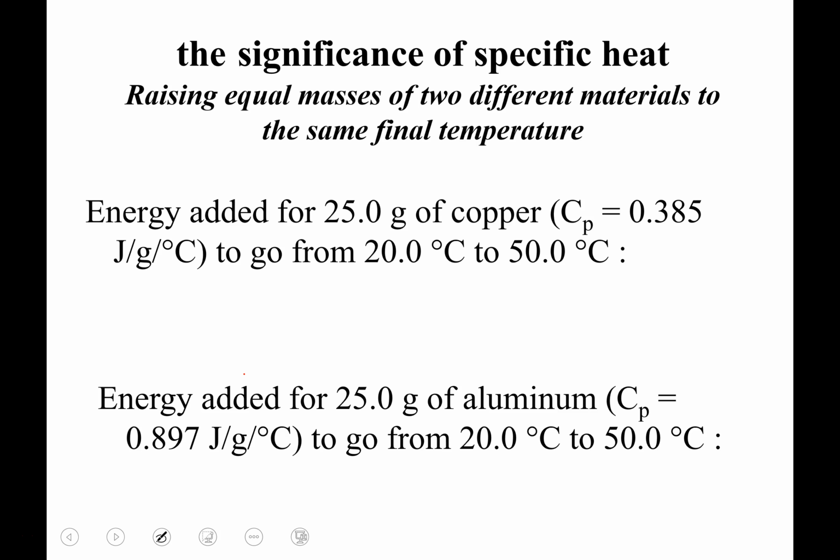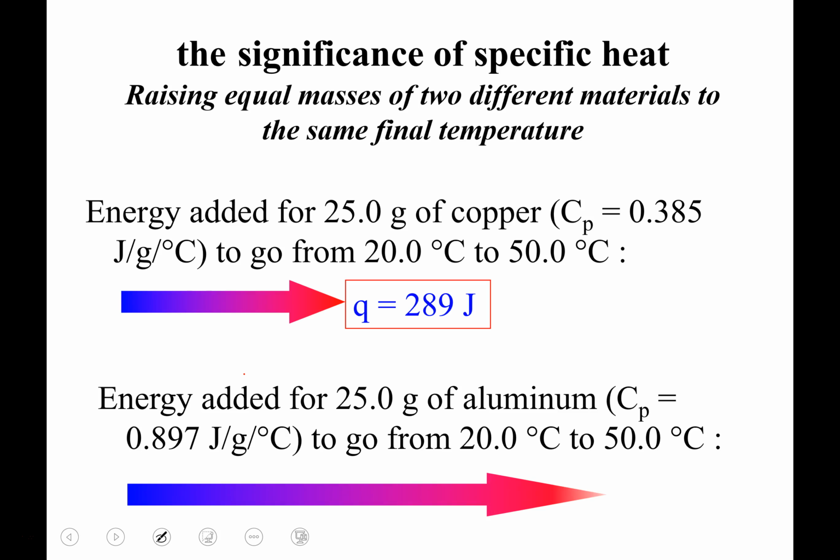Why will the aluminum take more? Because it requires more heat. Yep, because aluminum is more stubborn. We're going to see how we get that zapping energy in a minute.